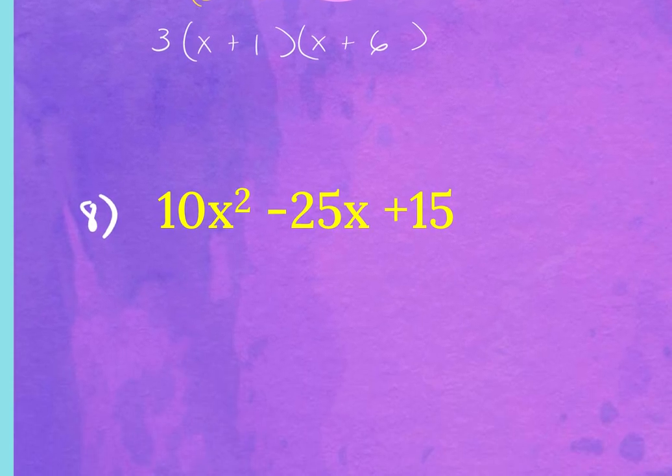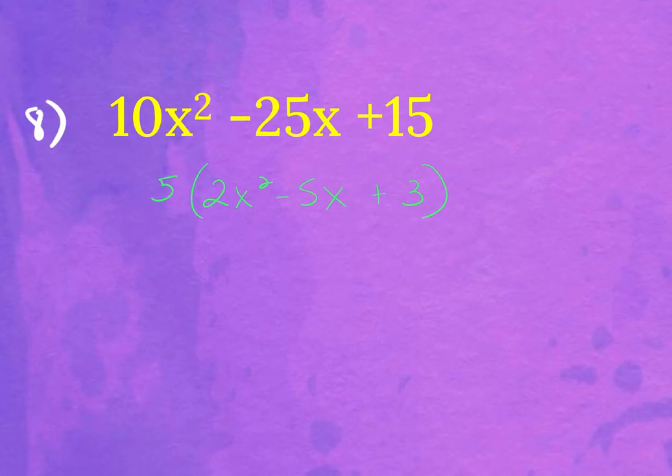Number 8, these are all divisible by 5. Take out a 5, and I get 2x squared minus 5x plus 3. Now I've got a trinomial. First number is not a 1 this time, so I'm going to do first times last. 2 times 3 is 6. Factors of 6 that sum to negative 5, so I know they have to both be negative. Negative 1, negative 6 doesn't work. Negative 2 and negative 3, that's the one that works.